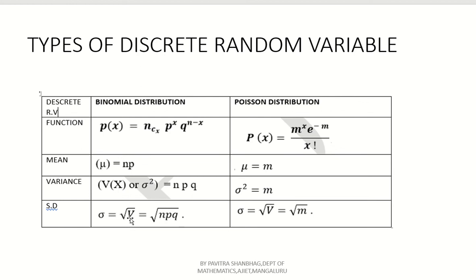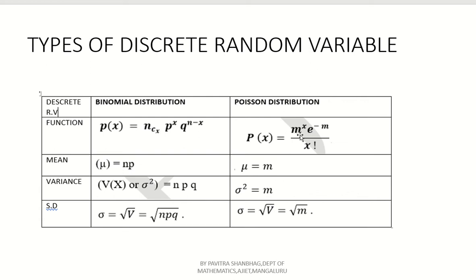Standard deviation is nothing but the square root of variance, that is sigma equal to root npq. Okay. Now what is the mean of the Poisson distribution? Mu equal to m. Variance also, sigma square equal to m, and standard deviation equal to root m. Here the mean and variance are the same in the case of Poisson distribution, that you have to remember.